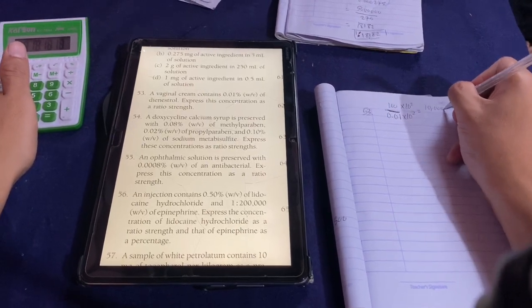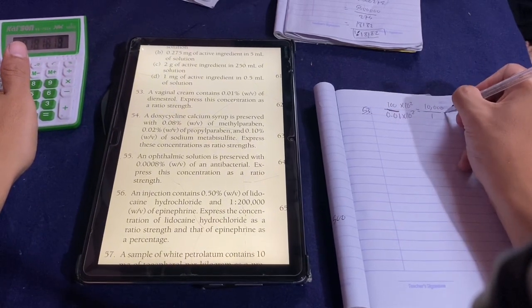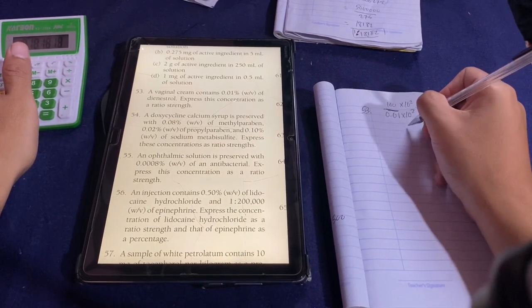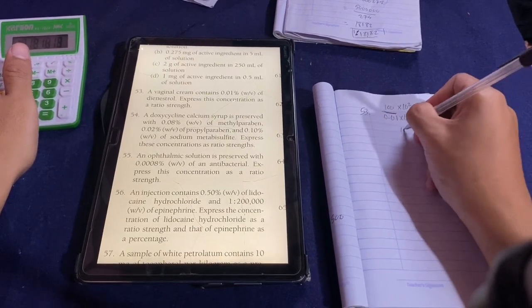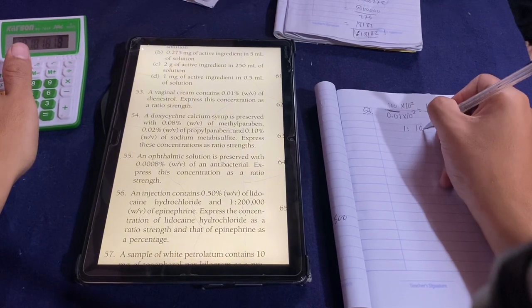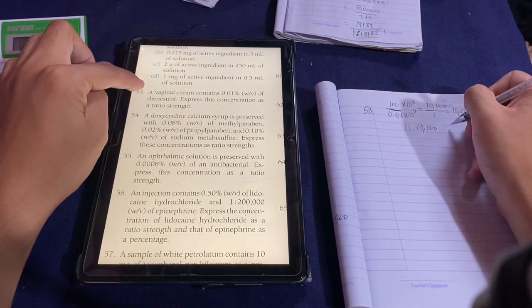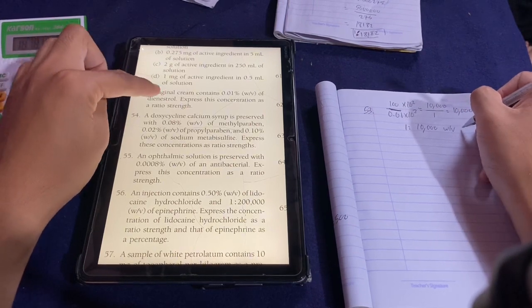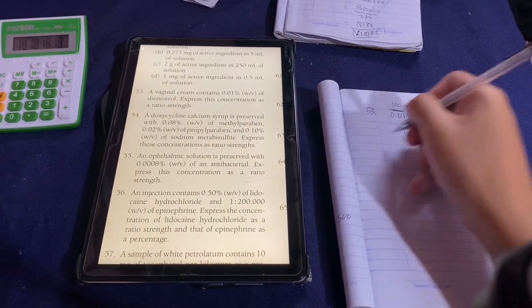So, my answer here is 10,000. Below it is 1. So it becomes 10,000. Then, my ratio strength is 1 is to 10,000 weight over volume of vaginal cream. So that's the answer for 53.